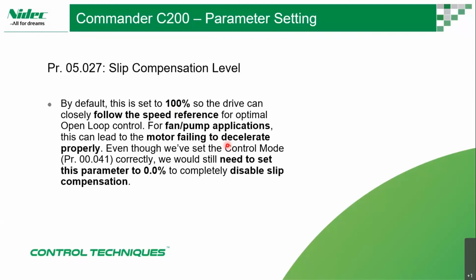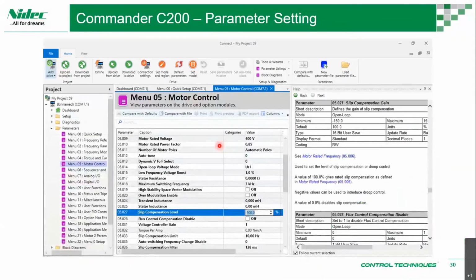But if you have another application outside this fan and pump application, please do not touch this parameter, because we need 100% correction for the speed reference. The speed reference from the VSD display must be the same as the motor actual speed. So this is the place that we want to access. We need to access menu 5 motor control and access 05027 for slip compensation level. We change it to 0 for fan and pump application only, to make it efficient.